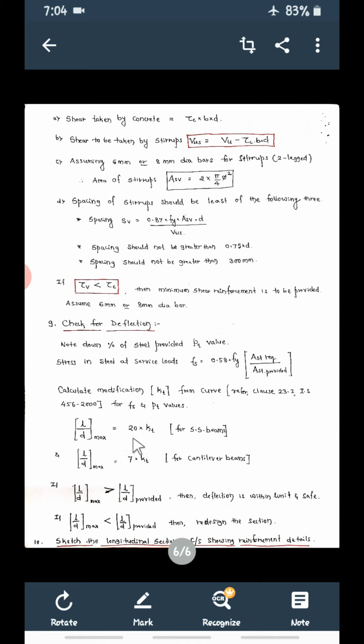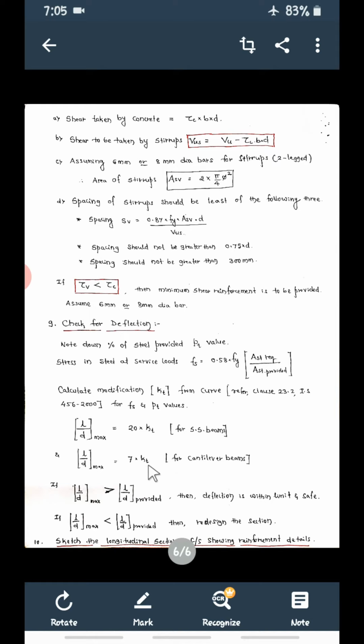L by D maximum is equal to L by D basic. What is this L by D basic? Why have you substituted 20? For a simply supported beam, L by D basic is 20. So we have to write here L by D maximum is equal to L by D basic into KT, then KC, then KF. These three terms will come into the picture: 20 into KT, KC and KF. Now for a simply supported beam, KC and KF are 1. So we will only write 20 into KT.